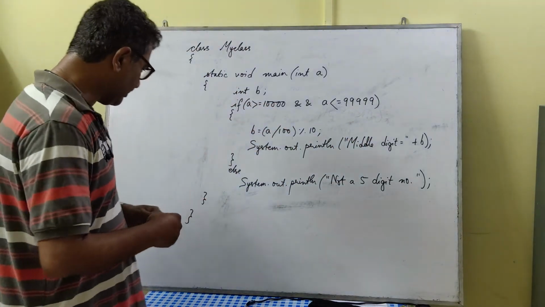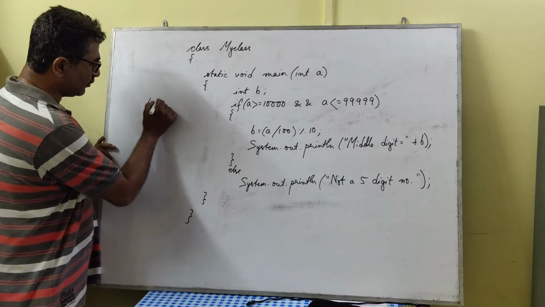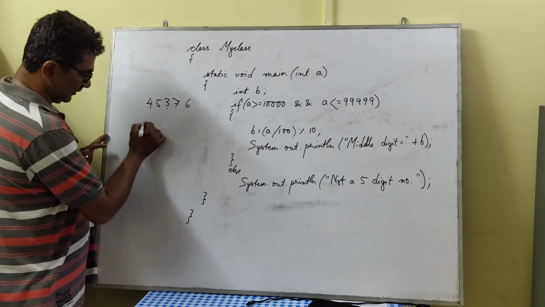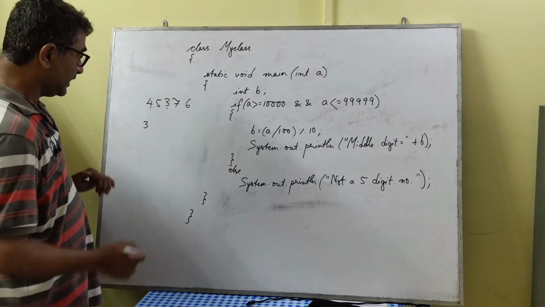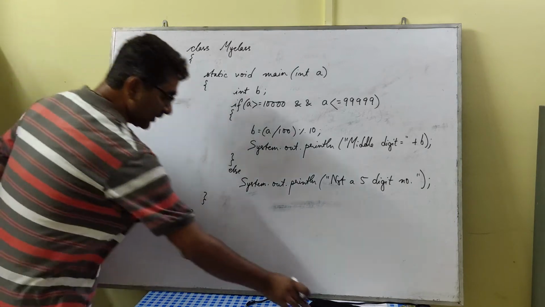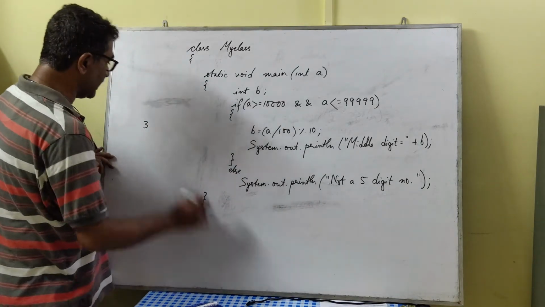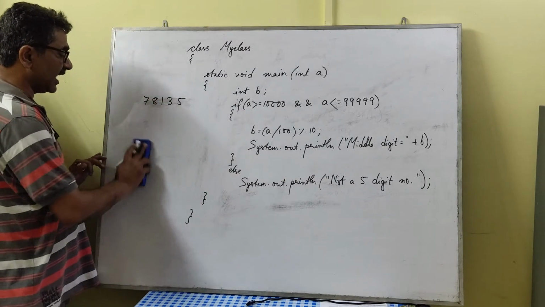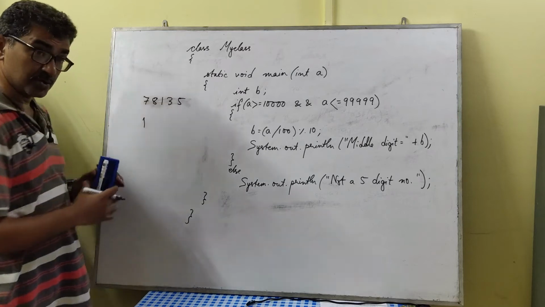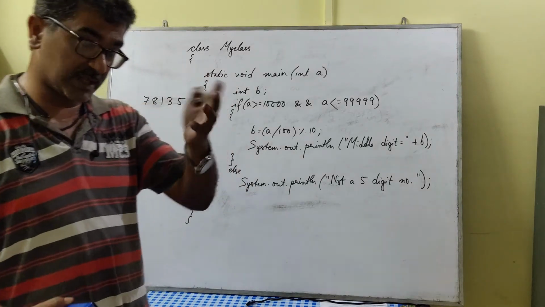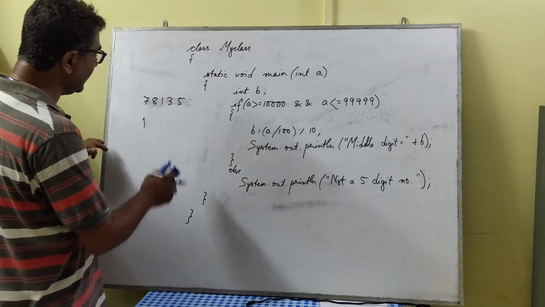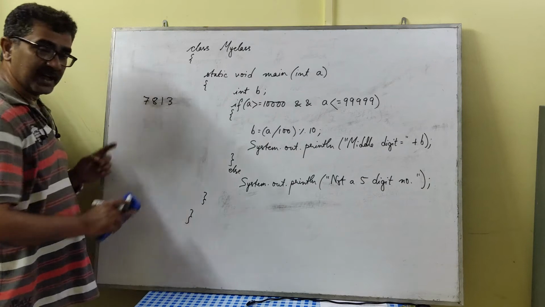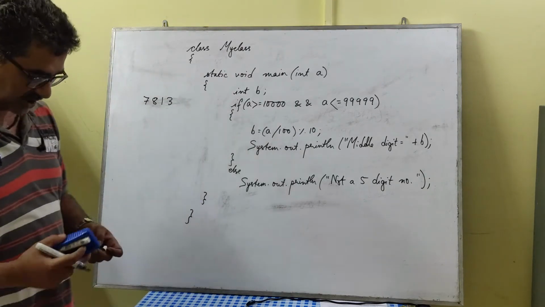Now look at this. For example, if I input 45376, the output should be 3 because that happens to be the middle digit. Similarly, if I input 78135, the middle digit is 1, so it should display 1. So the middle digit depends upon whatever value the user inputs. And if it is not a 5-digit number, it shouldn't print any middle digit, it should print that it is not a 5-digit number.